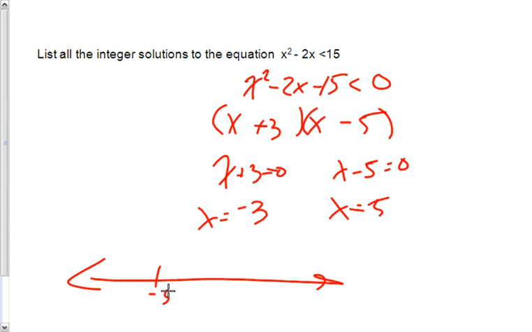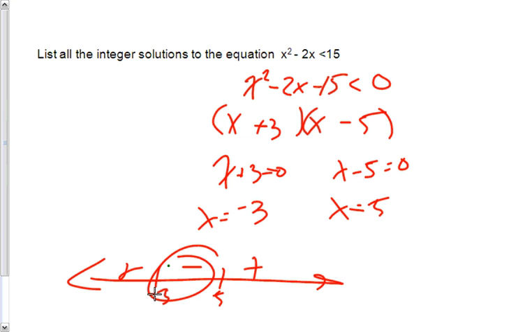Negative 3, 5. Test 0. Does 0 work? 0 minus 0, minus 15, minus. Try 10. 10 squared is 100, minus 20, minus 15, that's 65, it's positive. Negative 10 squared is positive, and that's positive. Now that outranks it, it's positive there. So this is the range we need, all right? So this one said list the integer solutions, follow the direction.